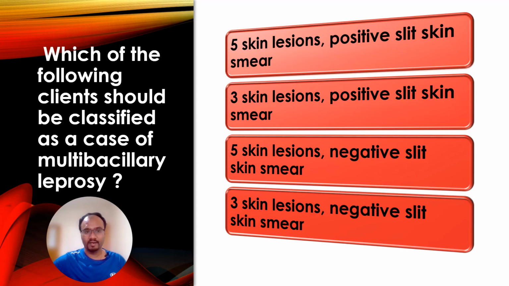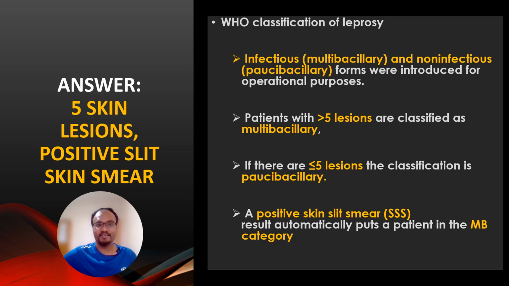Which of the following clients should be classified as a case of multibacillary leprosy? And the options are 5 skin lesions, positive slit skin smear, 3 skin lesions, positive slit skin smear, 5 skin lesions, negative slit skin smear, 3 skin lesions, negative slit skin smear. And the correct answer is 5 skin lesions, positive slit skin smear.